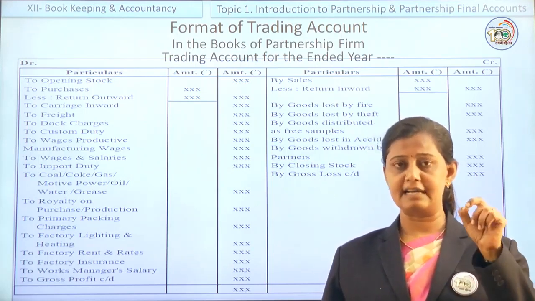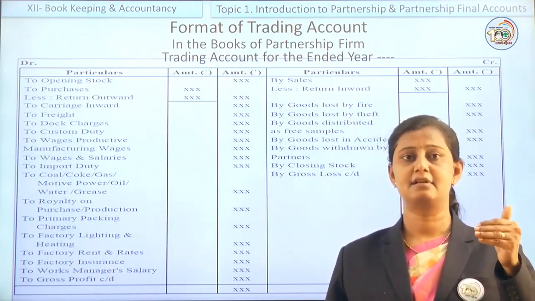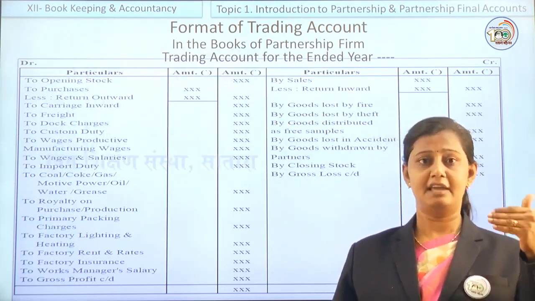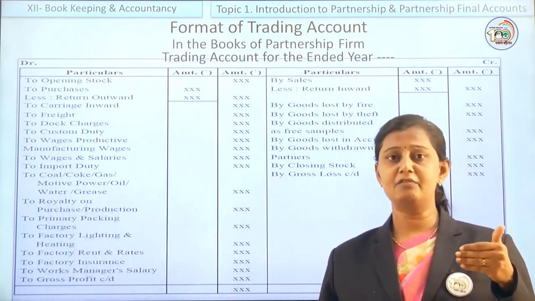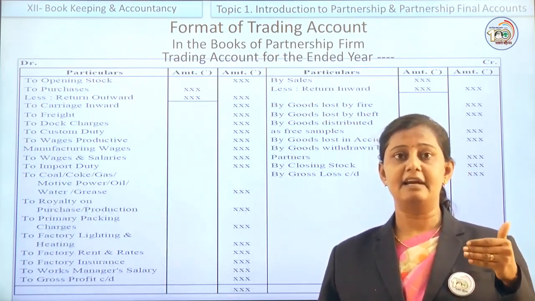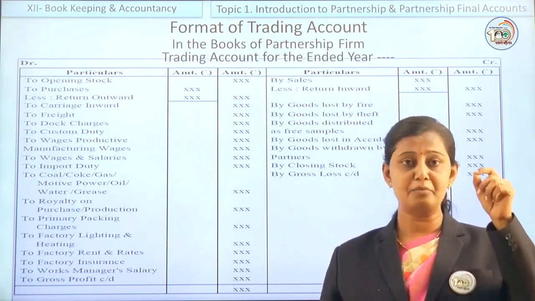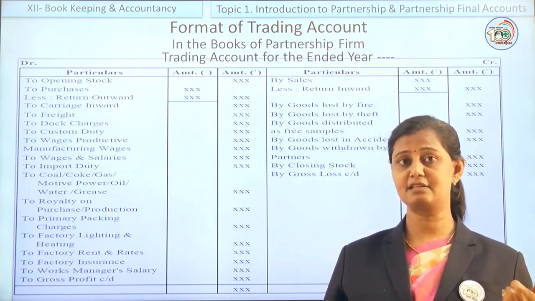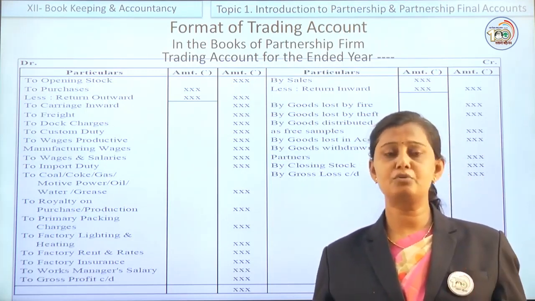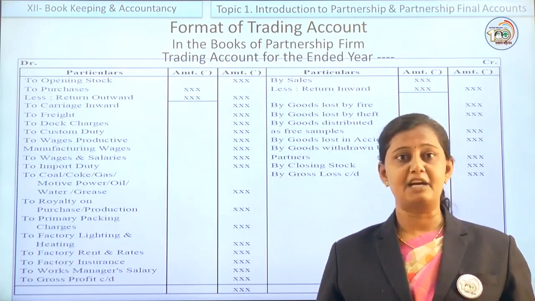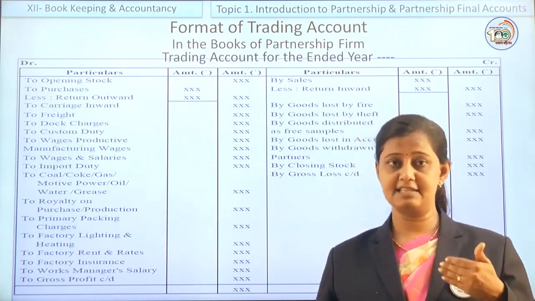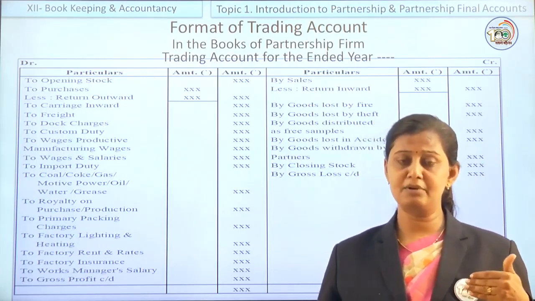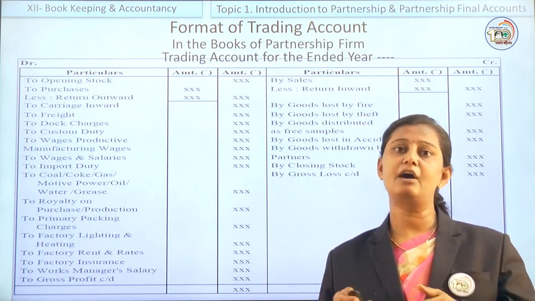Trading account credit side starts with sales. By sales, the inner column amount is written down. Why is the inner column amount written down? If any sales return or return inward is given in the problem, then return inward or sales return should be subtracted from the sales. So sales includes cash sales or credit sales. Goods are sold to the customers or debtors, that means sales. This is the income of the firm. Less return inward, inner column amount, and the total should be written down in the outer column.